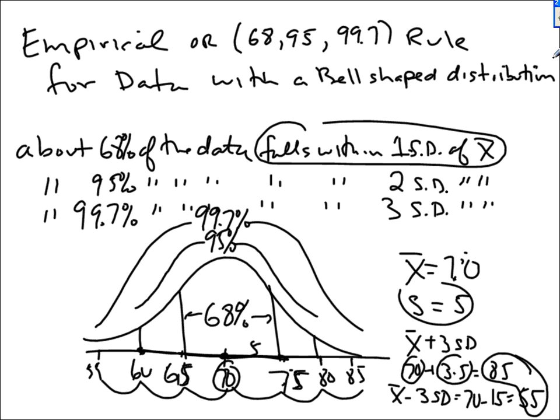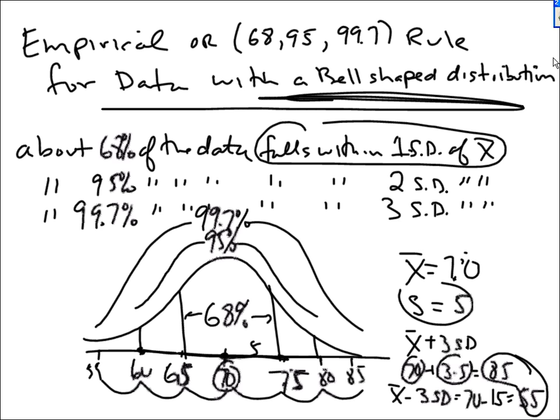Now, before you can use this empirical rule, you have to be told that it's a bell-shaped distribution. You have to be told that it is a bell-shaped distribution. If you're not told that, don't be talking about the empirical rule.